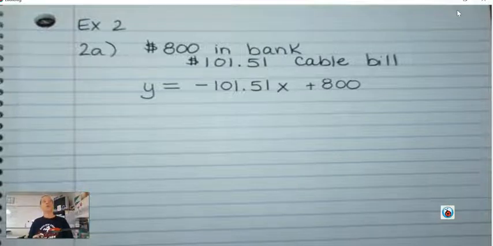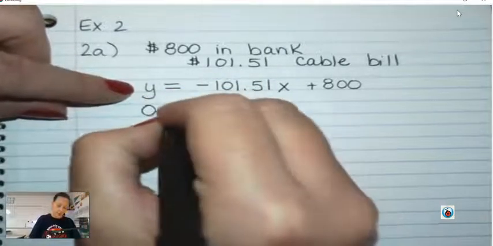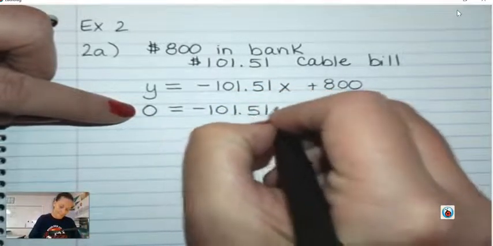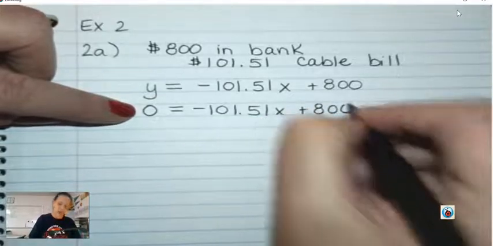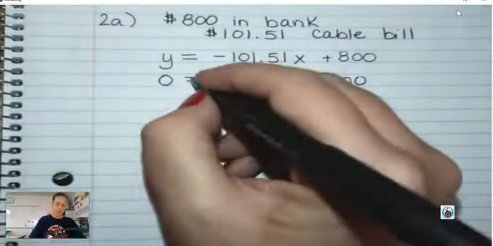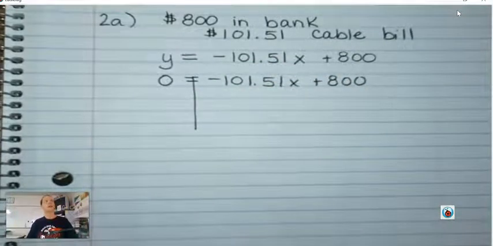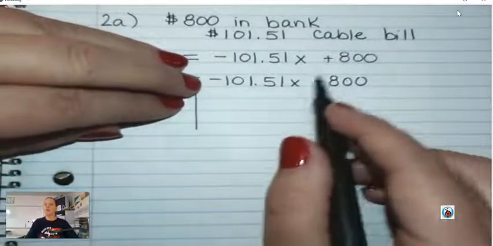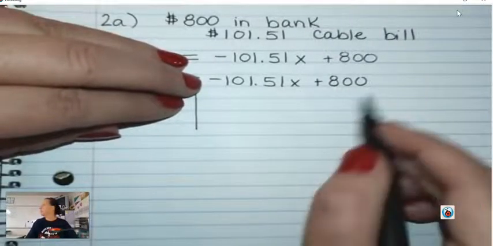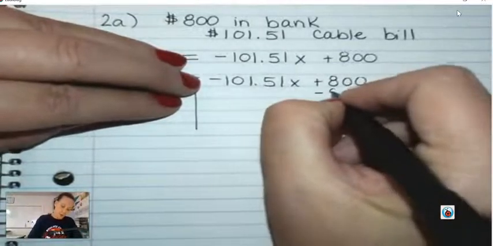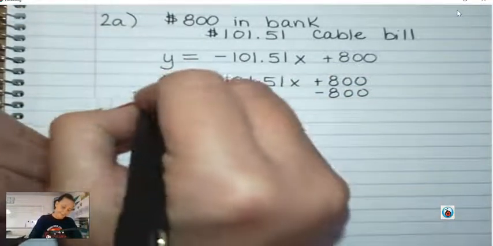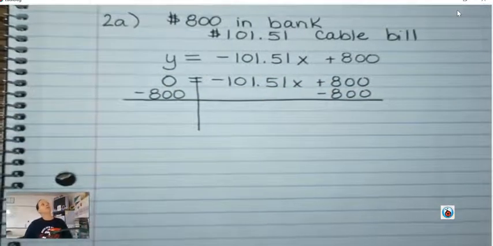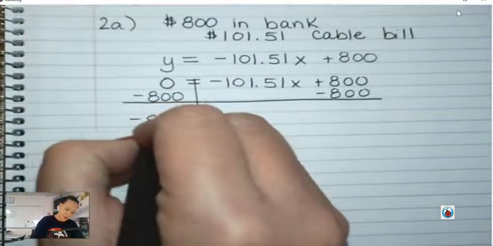I want to know when the account will be 0, so substitute 0 in for y. And now we're just going to solve and figure out how long it takes for the account to get to 0. So look at the side of the equation that has the x. Get rid of the other term, the constant. So get rid of plus 800. So subtract 800. 0 take away 800 is negative 800.